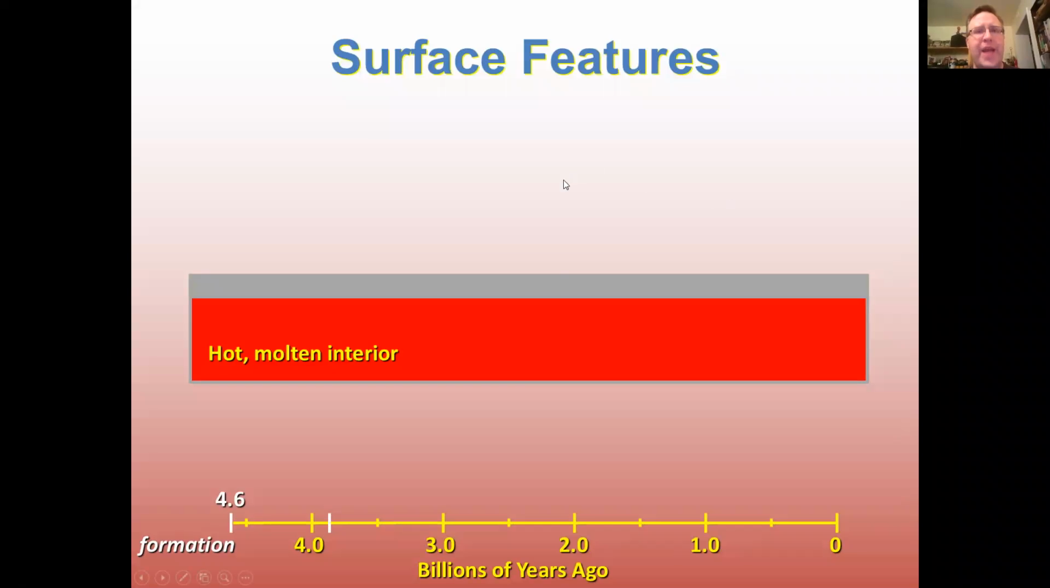Hi, everybody. This is the second lecture on the moon. I'm going to be talking about the origin of the surface features.